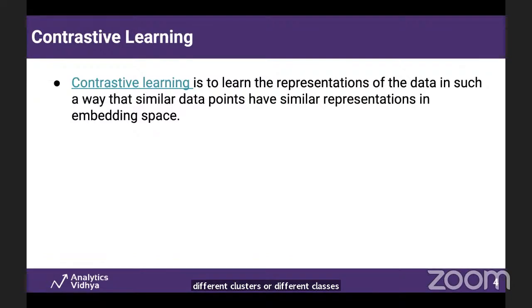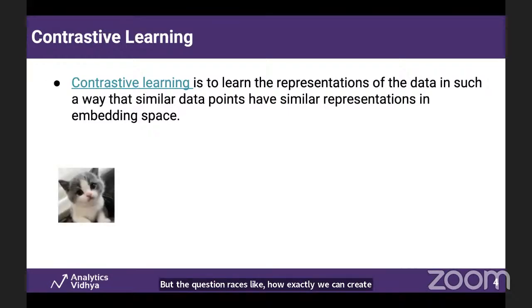So now we understand that using these representations, it will be easy for us to perform downstream tasks like classification, clustering, object detection, or segmentation. But the question arises: how exactly can we create these representations? Now, let's take an image into consideration.